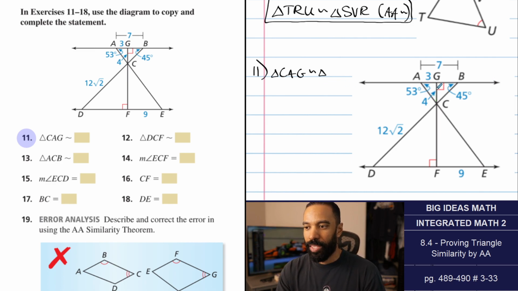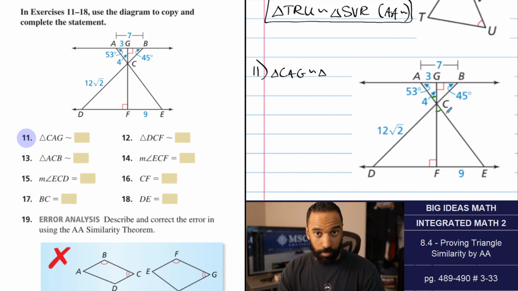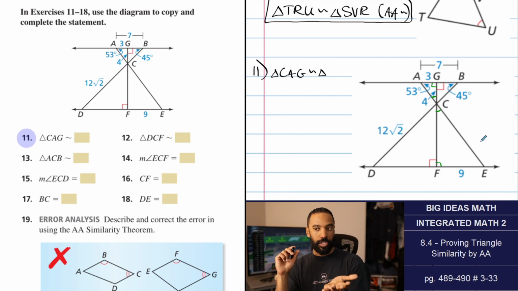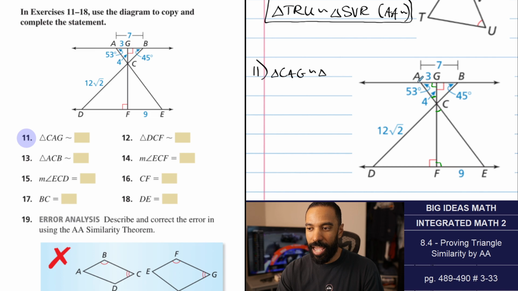Here's what I do see. I see vertical angles right here that are congruent to each other. That's one set. I also see, and there are multiple ways you can do this, right angles here, which means perpendicular lines, which means that's also a right angle and that's also a right angle. So right angles are congruent to each other as well. They don't ask me to explain more than that. So triangle CAG should be similar to triangle CEF.